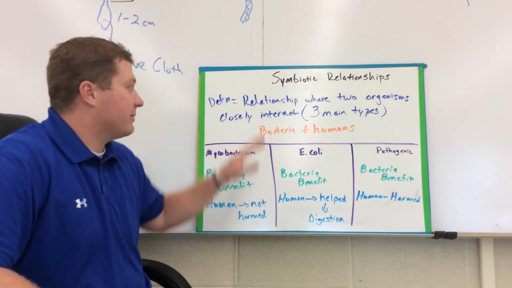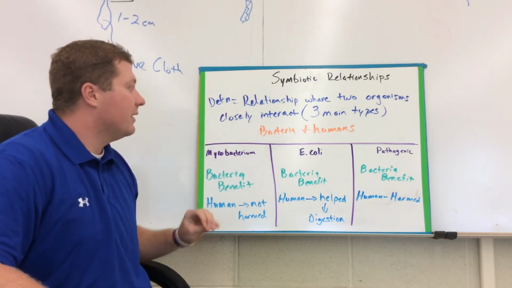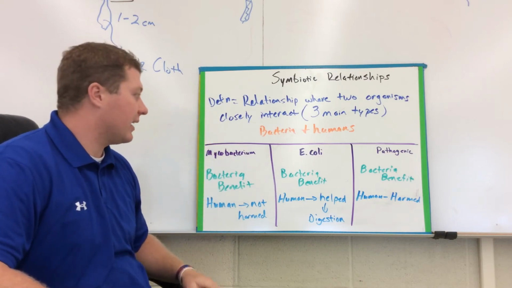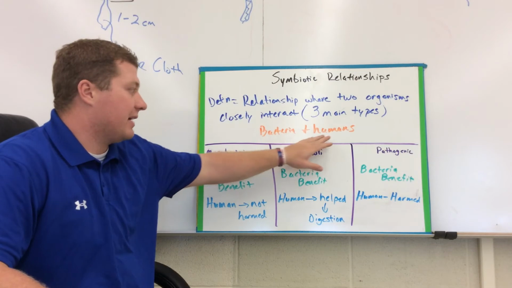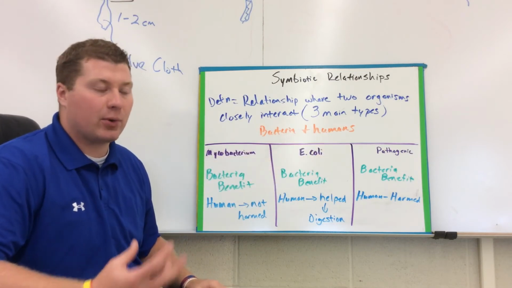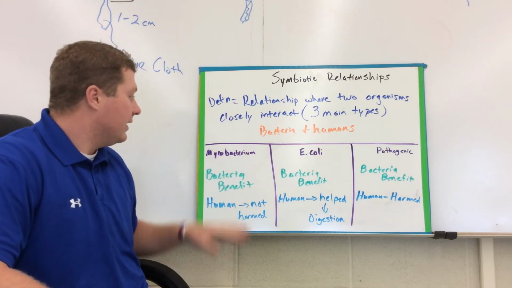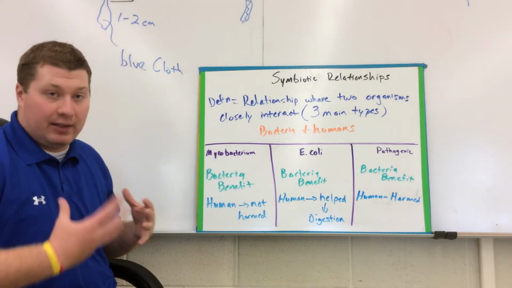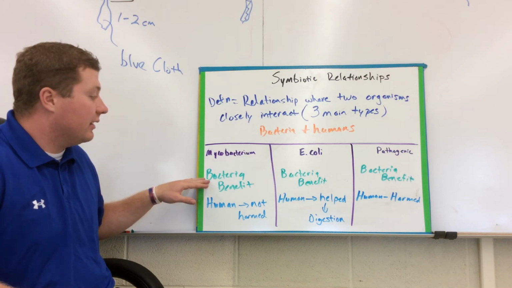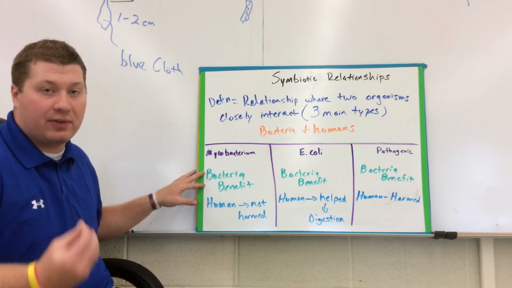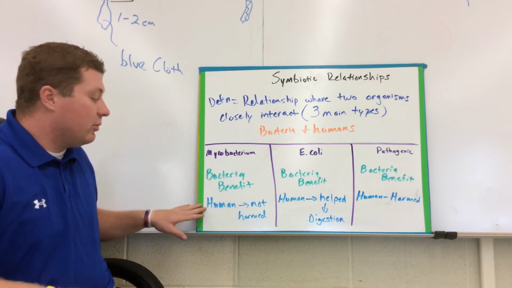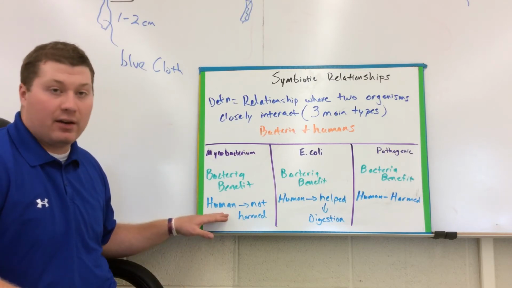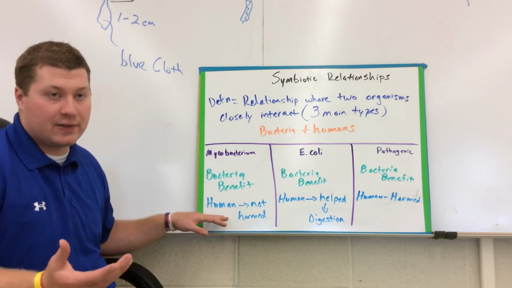The next types of relationships are what we call symbiotic relationships. These are relationships where two organisms closely interact, and there are three main types that we'll talk about. I'm just going to use an example with bacteria and humans. Bacteria play a role in our body, a couple of different roles. Mycobacterium is a bacteria that lives in our body, and in this case, the bacteria benefit from this relationship. Humans are not harmed. So it doesn't matter if they're there for us or not really. If they were there, it doesn't harm us.